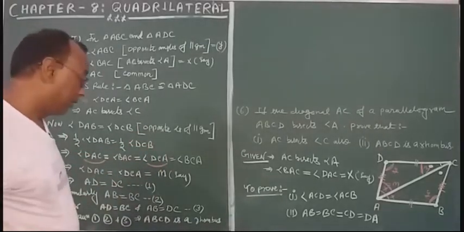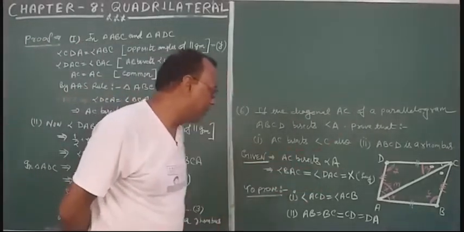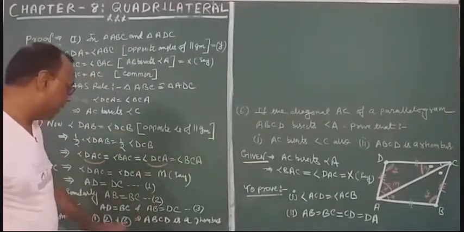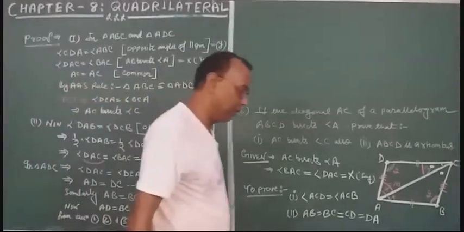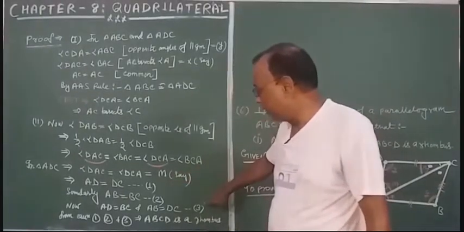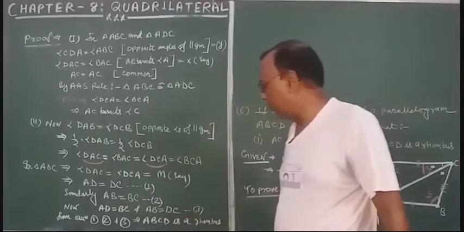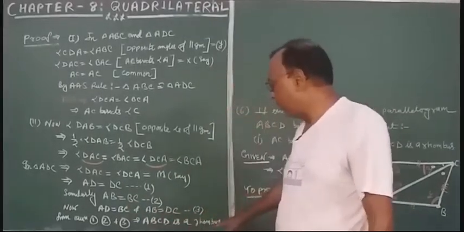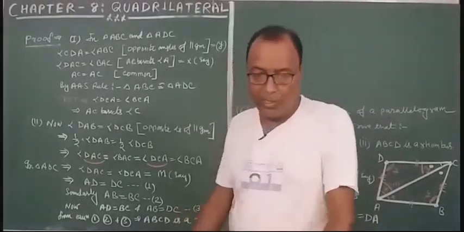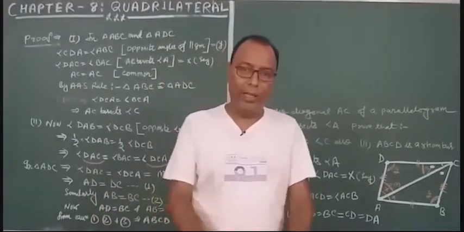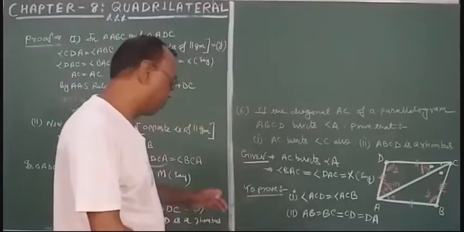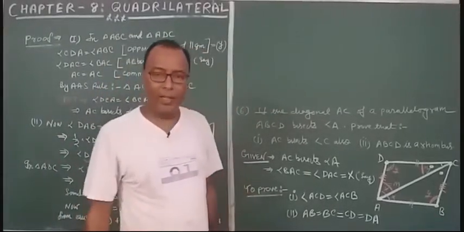And just look, since ABCD is a parallelogram, opposite sides will be equal. AD is equal to BC and AB is equal to DC. Now from equations first, second and third, all these sides will be equal. It means AB is equal to BC is equal to CD is equal to DA. All sides are equal. Therefore ABCD is a rhombus.